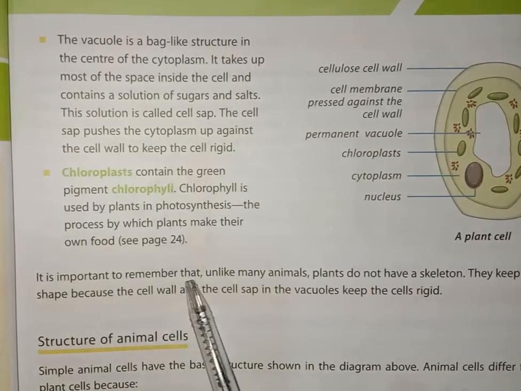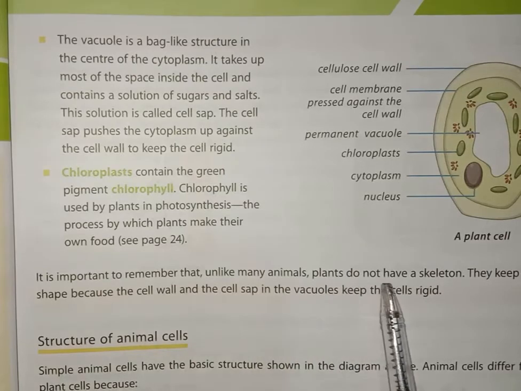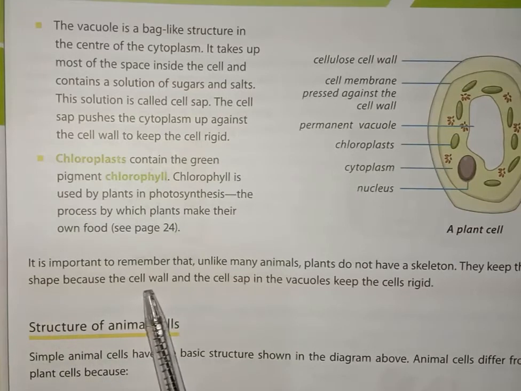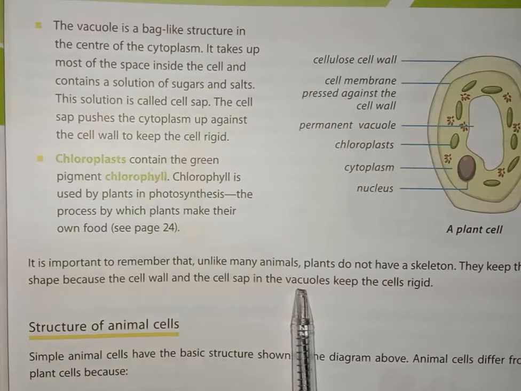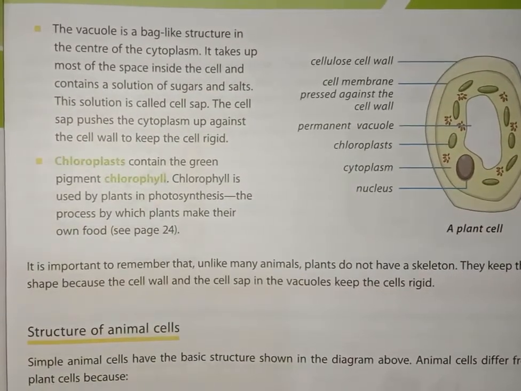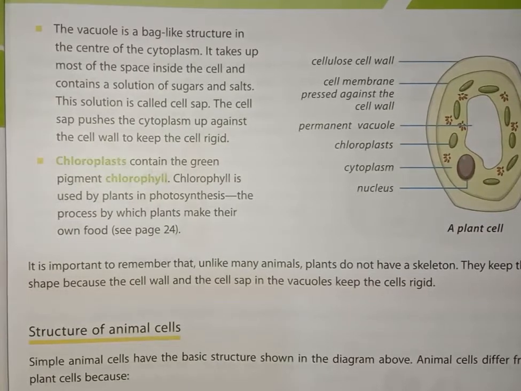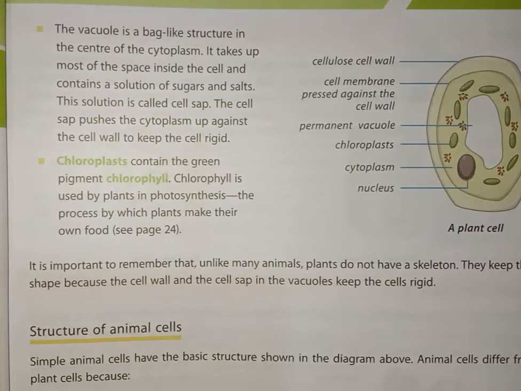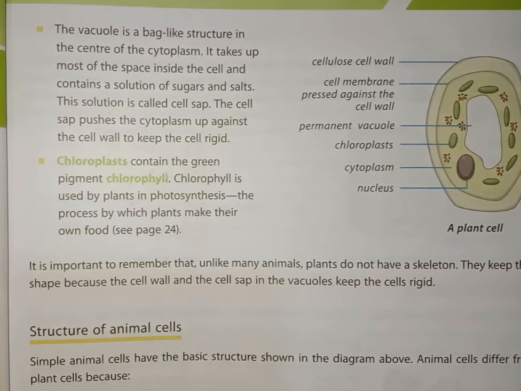It is important to remember that unlike many animals, plants do not have a skeleton. They keep their shape because the cell wall and the cell sap in the vacuole keep the cell rigid. In the human body and in an animal body, we have a skeleton which supports us to walk, to stand and gives shape to our body. But plants don't have any skeleton, as we can see in our daily life.